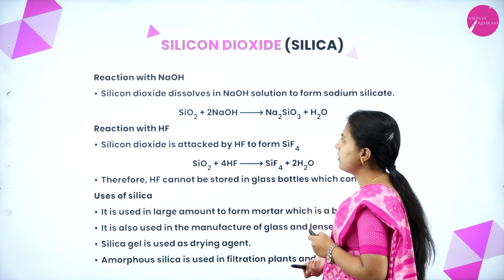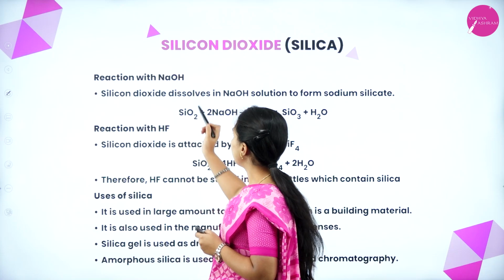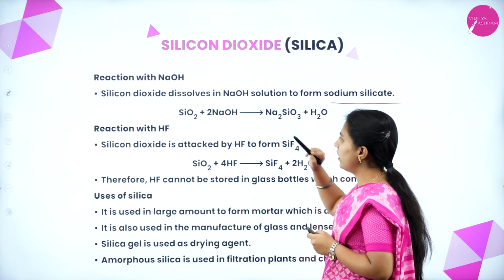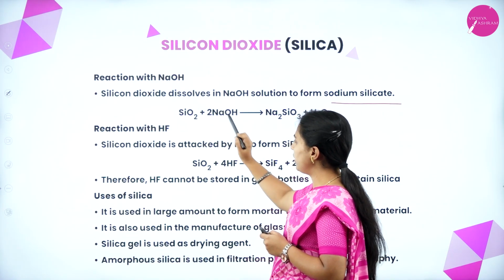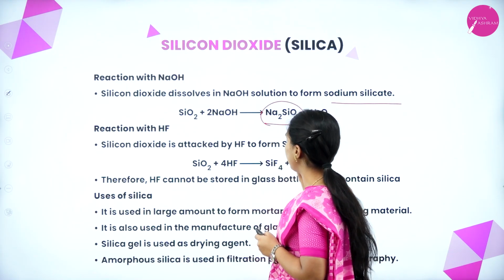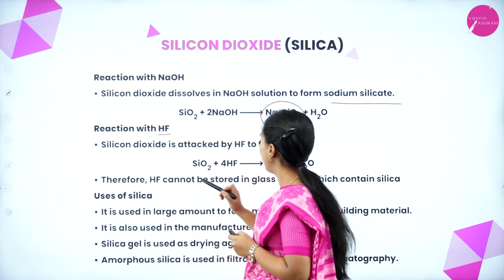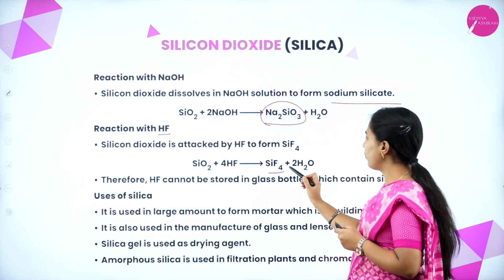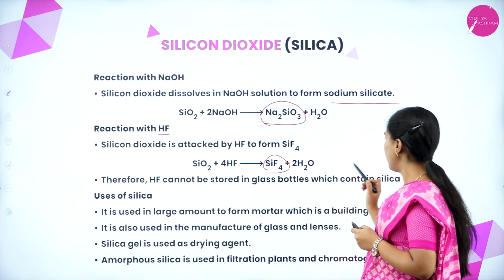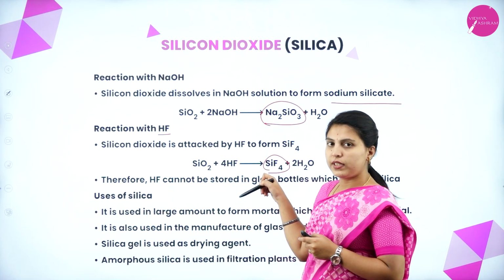Next, reaction with NaOH, that is sodium hydroxide. Silicon dioxide dissolves in sodium hydroxide solution to form sodium silicate. See here, when silicon dioxide is treated with a base called sodium hydroxide, it will form sodium silicate and a water molecule. When reacted with hydrogen fluoride, what will form? Silicon fluoride will form. Therefore, HF cannot be stored in glass bottles, which contain silica.